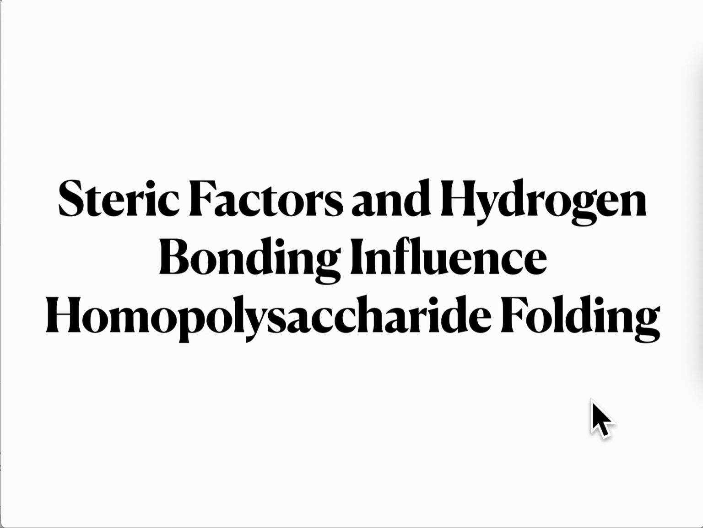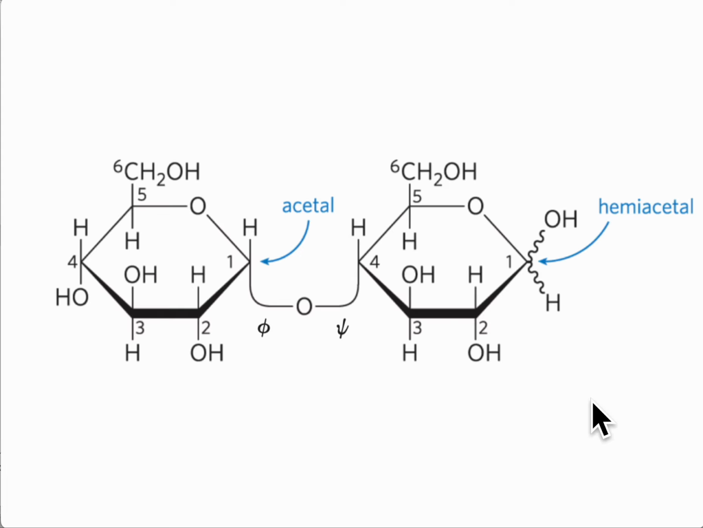Steric factors and hydrogen bonding influence the homopolysaccharide folding. So let's first look at a disaccharide, right? In this glycosidic linkage, you have this phi torsional angle. So that is between the anomeric carbon and the oxygen. And then you also have the psi torsional angle between the oxygen and the number 4 carbon. And in principle, because they are single bonds, they can rotate freely, right?